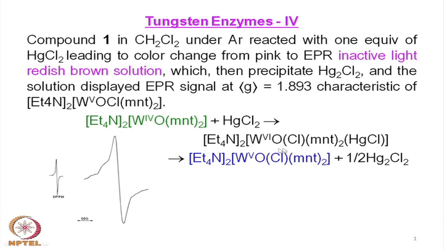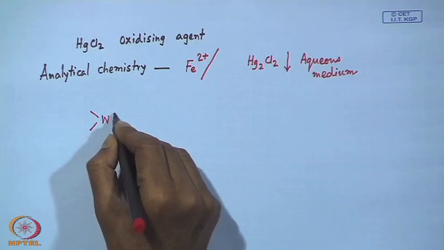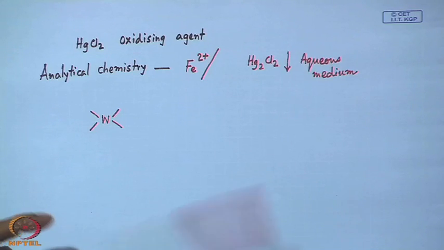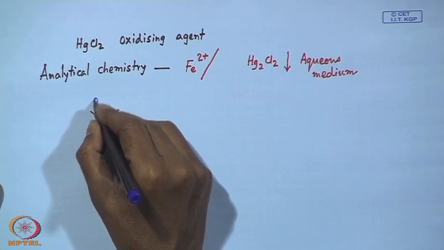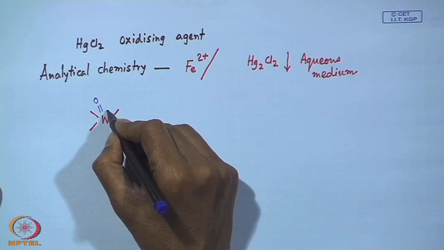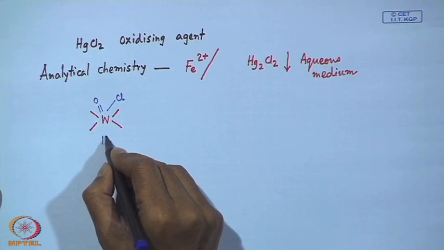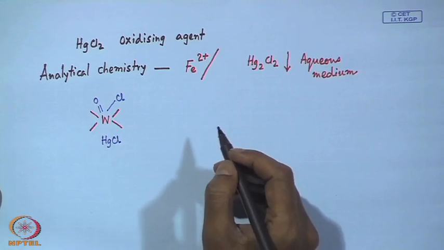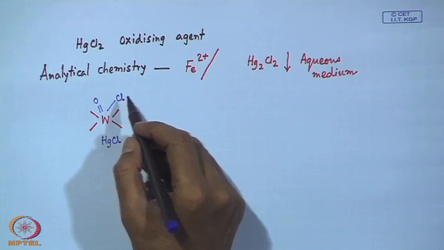So, immediately what is happening there, this particular mercury chloride is transferring one of its chloride ions to the tungsten site, which is very important. So, you have this tungsten site, and we have these two ligand groups attached to the tungsten, and then we have this oxo species, and we have the transfer of this Cl and loosely bound HgCl is there.